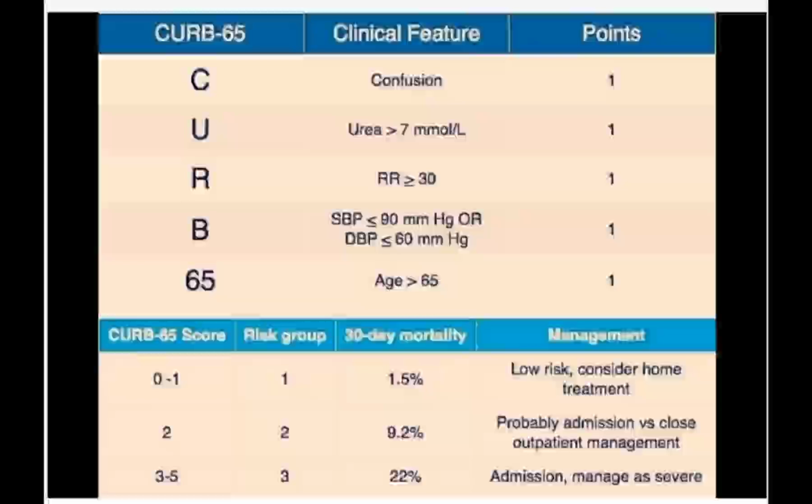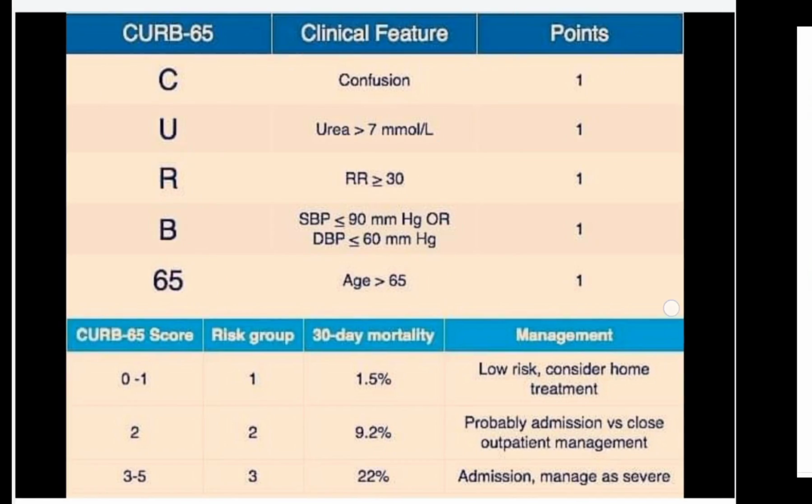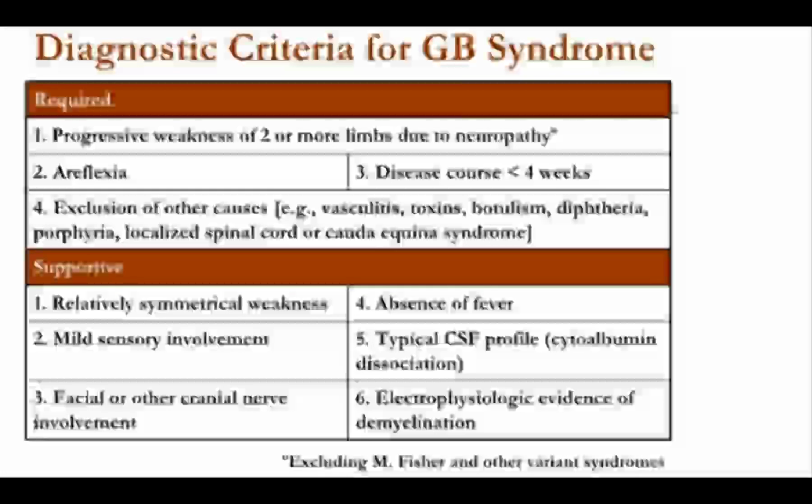And if score is 0 to 1, then home treatment. In 2 we consider the admission, and in 3 to 5 we surely need to admit. Okay, CURB-65 score. Then next is diagnostic criteria for GBS, Guillain-Barré syndrome.